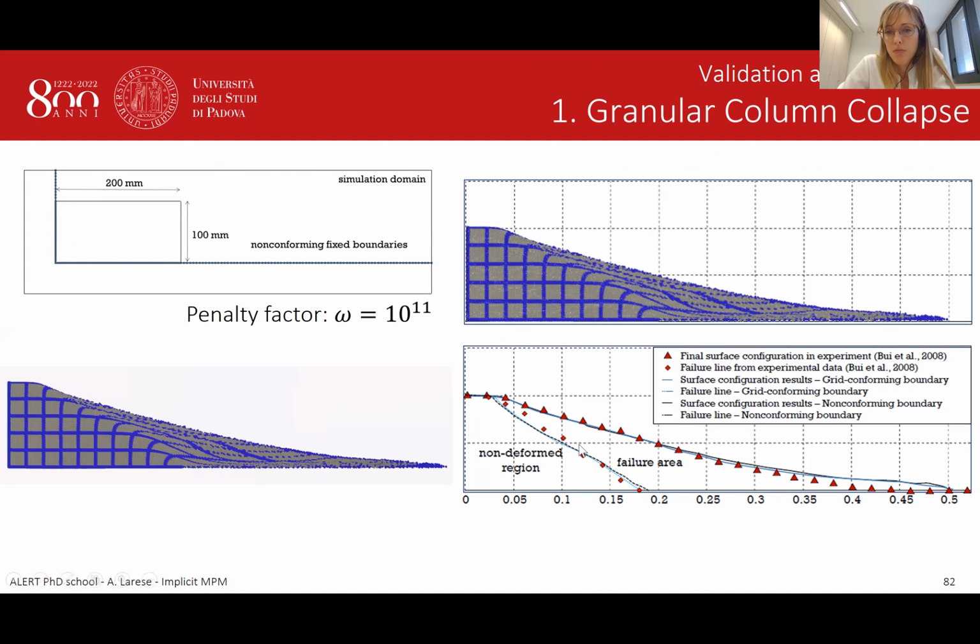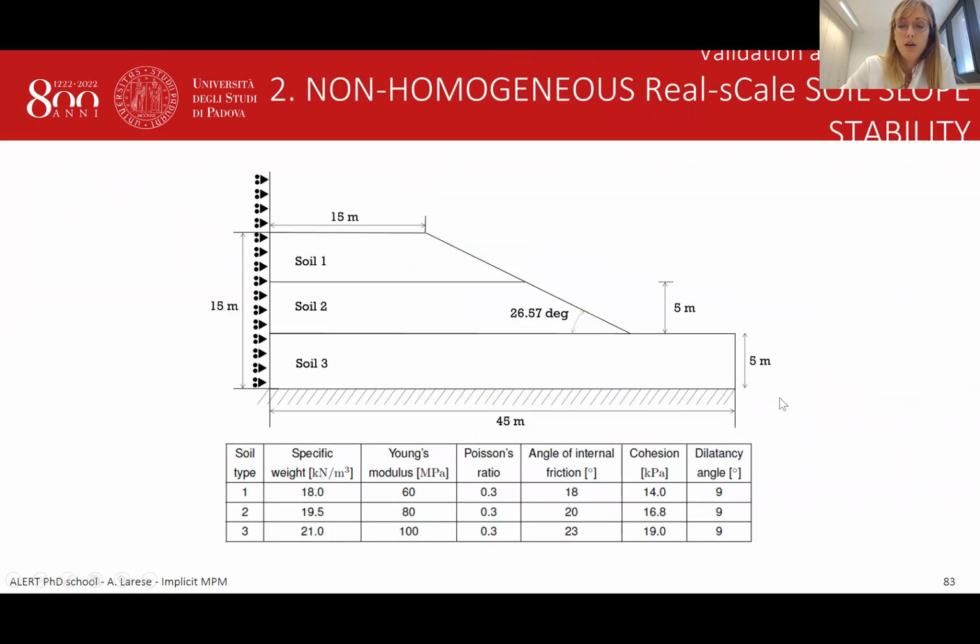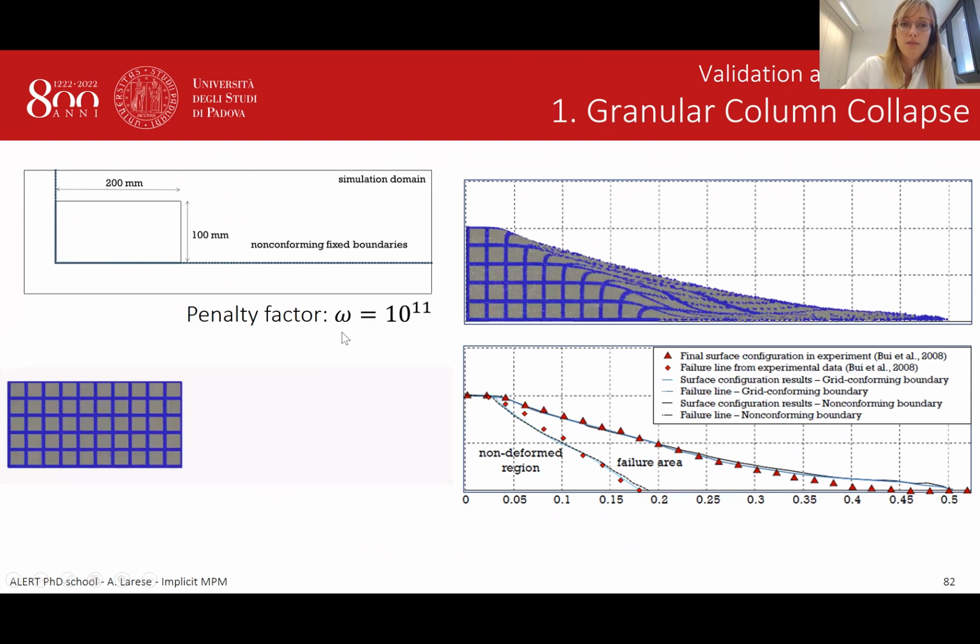And well, we obtained quite good results because the black line and the blue line, I don't know if you're able to see them, are really matching. And considering the high nonlinearity, I think that this variation can be ignored, basically. And in this case, the penalty factor was around 10 to the power of 11.